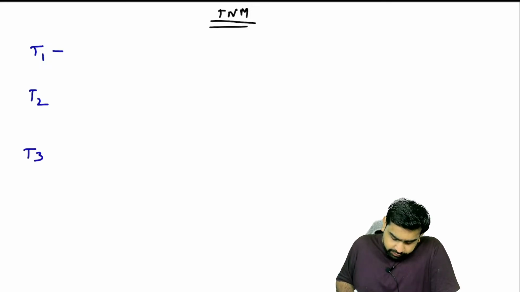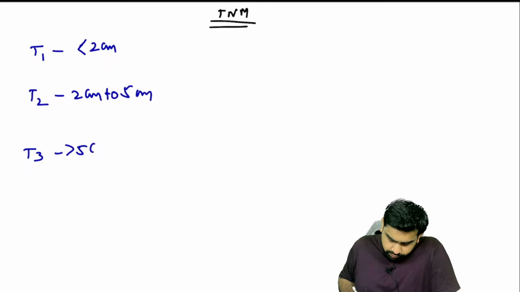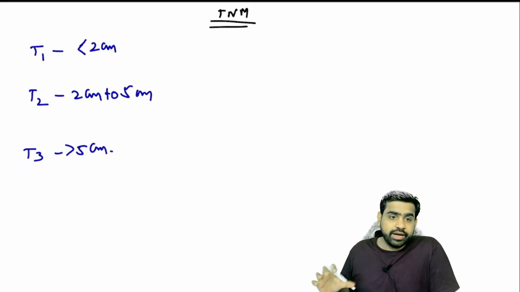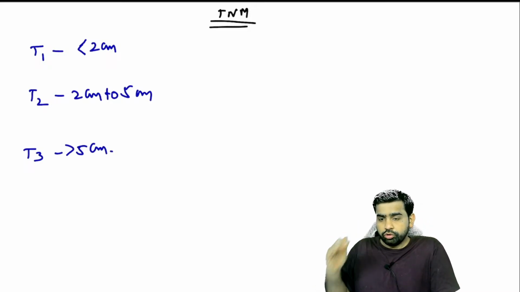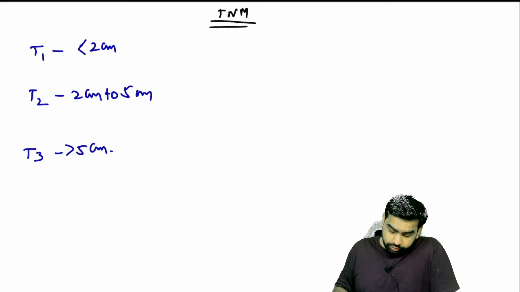What is T1? T1 is when the size of the tumor is less than 2 centimeters. What is a T2? The size of the tumor is between 2 centimeters to 5 centimeters. What is T3? Size of the tumor is more than 5 centimeters, but the tumor is limited to the breast. Okay, so less than 2 centimeters, 2 to 5 centimeters, more than 5 centimeters. Very, very important. Okay, then what we have T4, we have T4A.